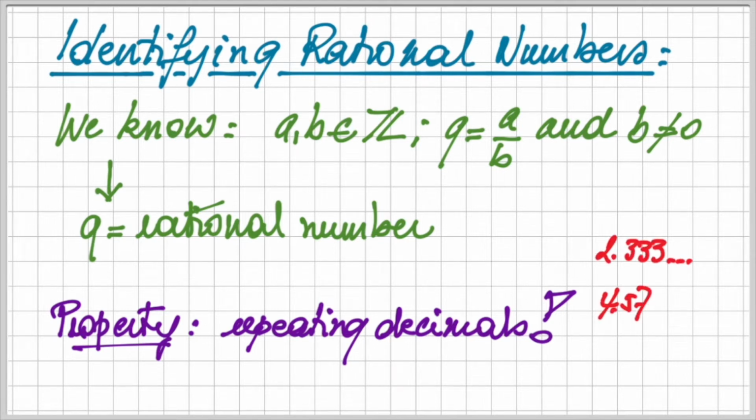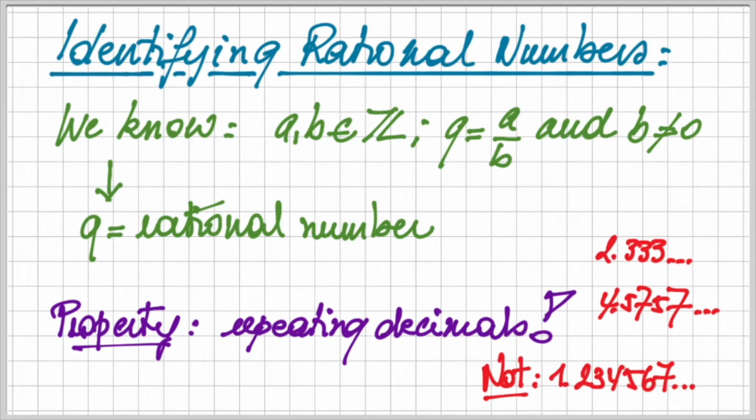Now, we have some examples here. 2.333, we have one repeating decimal. 4.5757, here we have two repeating decimals, and so on. But 1.234567 is not a rational number because we don't have any repeating decimals.